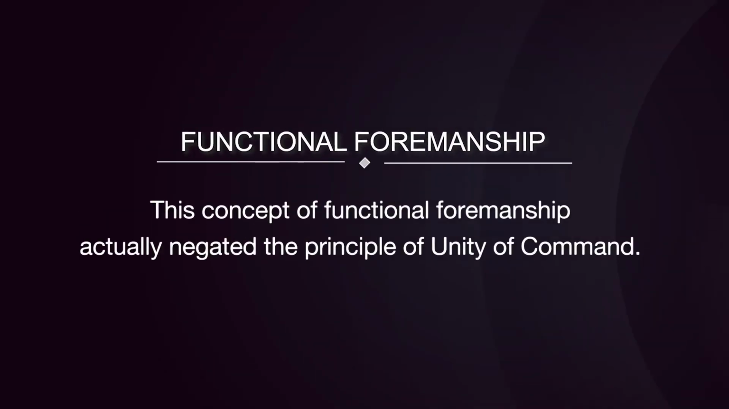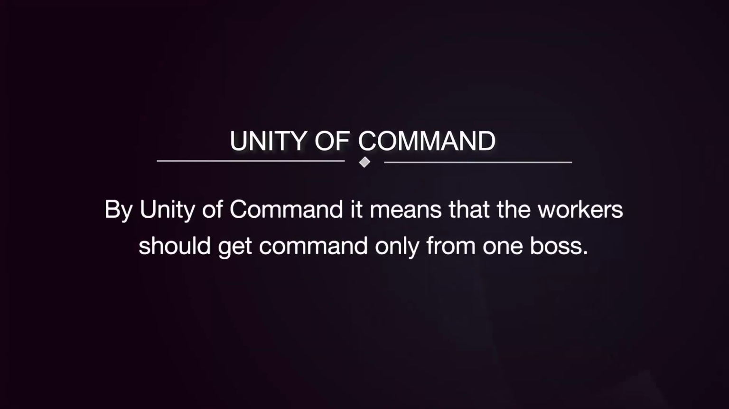Apart from this technique, Taylor also mentioned functional foremanship. What is this functional foremanship? Taylor mentioned that this concept of functional foremanship actually negated the principle of unity of command. What is this unity of command? By unity of command, it means that the worker should get commands only from one boss. But Taylor mentioned that the worker should get orders from 8 bosses.